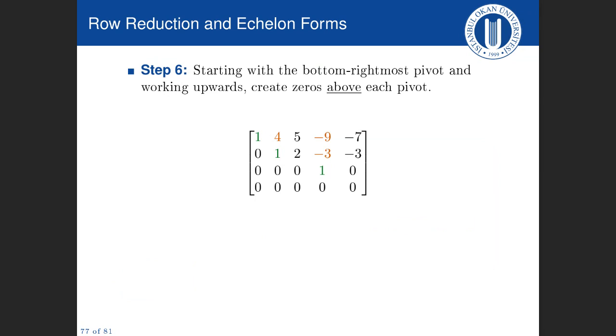Step 6 says, starting from the bottom rightmost pivot, so that's this one, and then working upwards, create zeros above each pivot. So first, I'm going to make this -3 a 0, and then I'm going to make this -9 a 0. So just doing 1 step at a time, 1 row operation for each step.